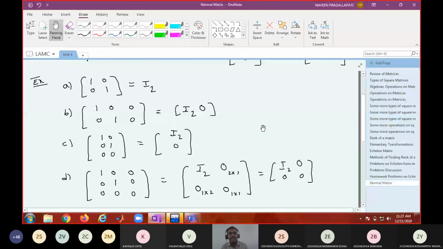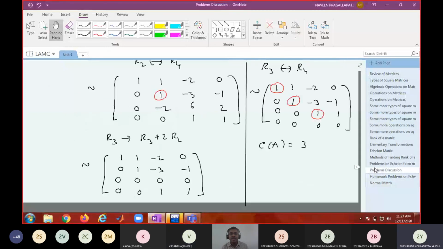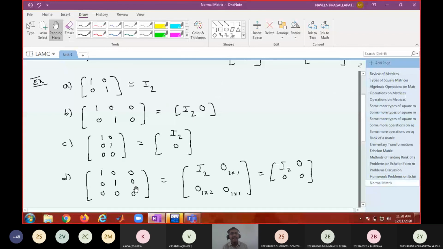Is the converse true? That means is every echelon matrix a normal matrix? Not necessarily. Now you see, this is in echelon form. Is this in normal form? No. Therefore, it is an echelon matrix, but not a normal matrix. Whereas this is a normal matrix as well as an echelon matrix. So the converse need not be true. Okay.